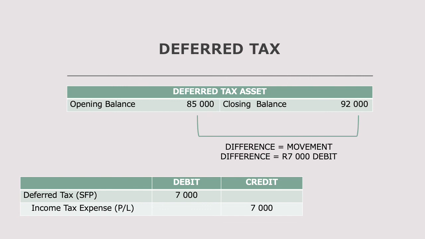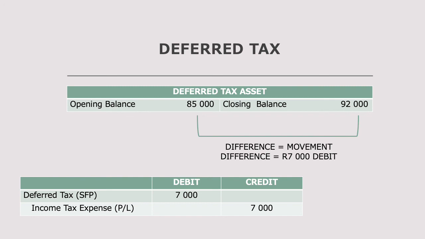Let's now look at this from the perspective of having a deferred tax asset. We know that assets increase on the debit side, decrease on the credit side, so our opening balance in relation to an asset sits on the debit side. So let's say we have an opening balance of 85,000 Rand and a closing balance of 92,000 Rand. Once again, the difference equals the movement, and the difference between 92,000 Rand and 85,000 Rand is 7,000 Rand.